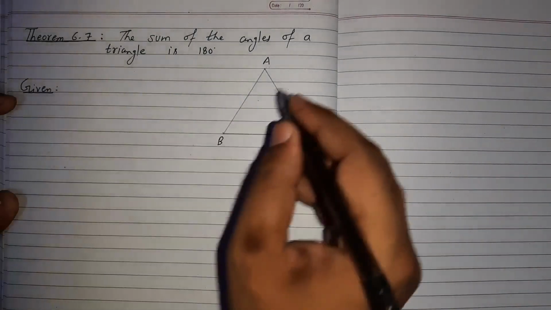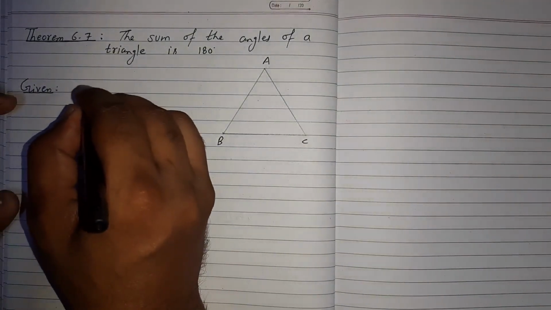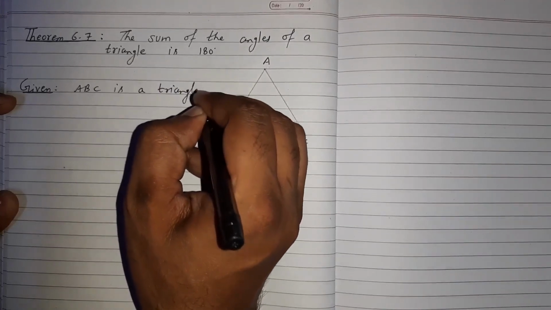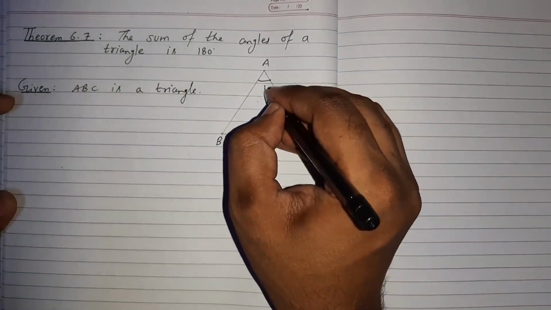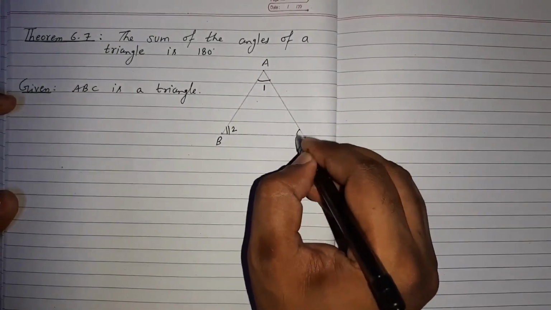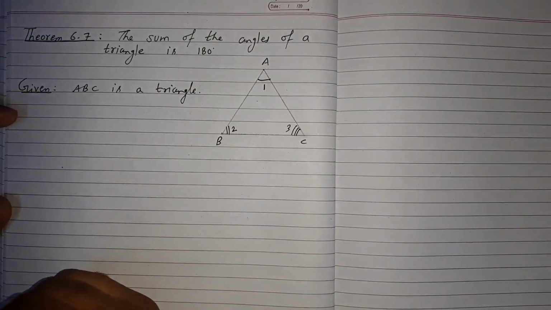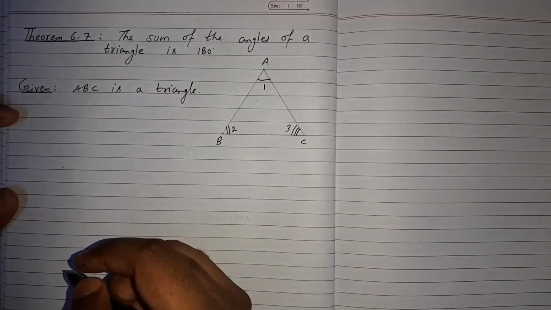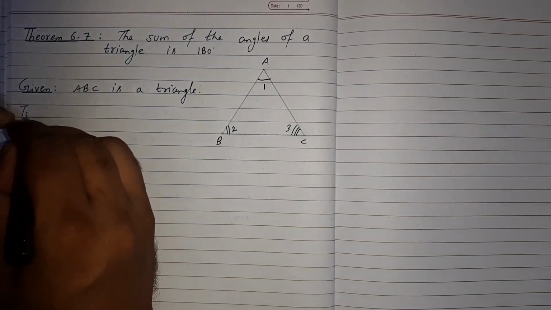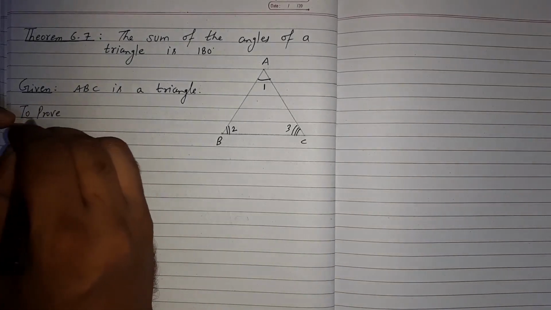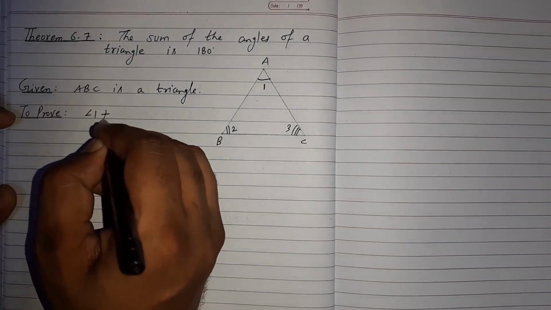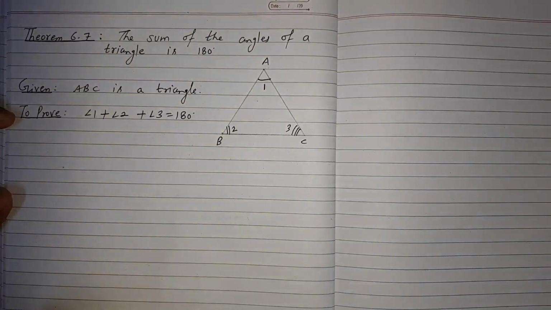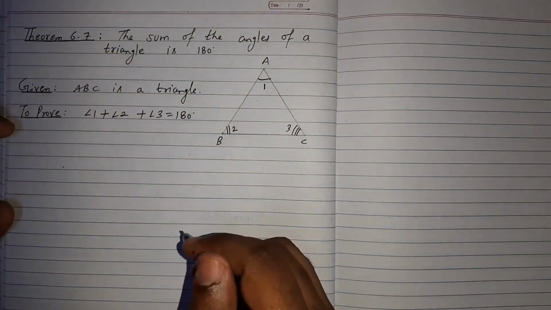Given is that ABC is a triangle. Okay, it is given, and suppose this angle is 1, this angle is 2, and this angle is 3. We need to prove the sum of these three angles is equal to 180 degrees. We need to prove angle 1 plus angle 2 plus angle 3 is equal to 180 degrees.